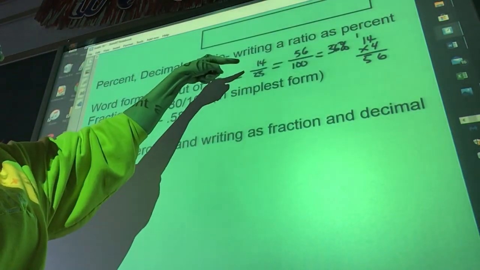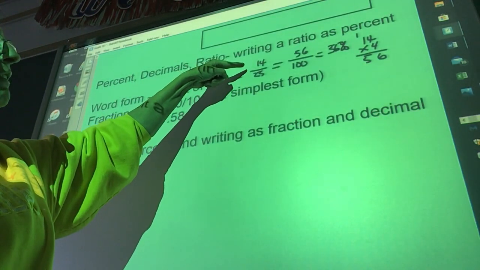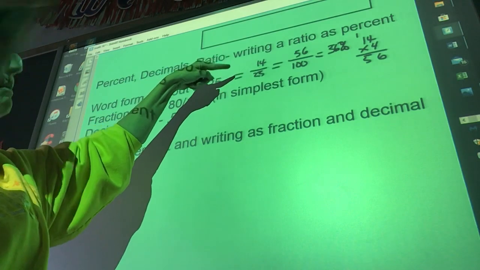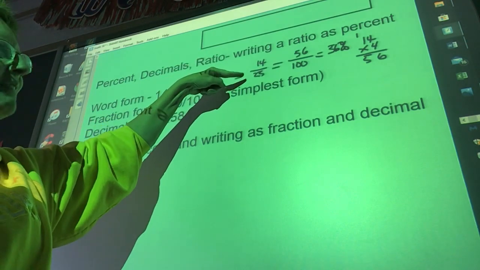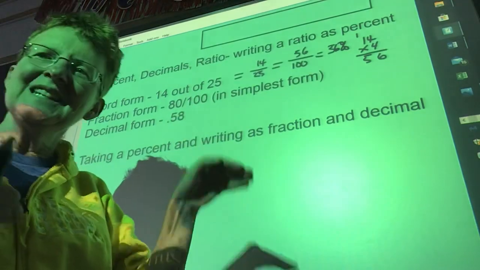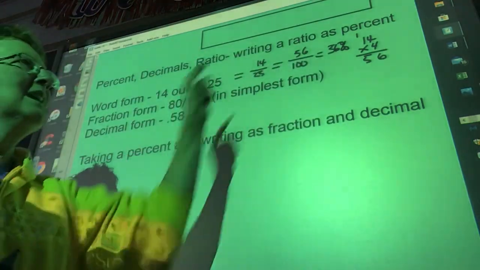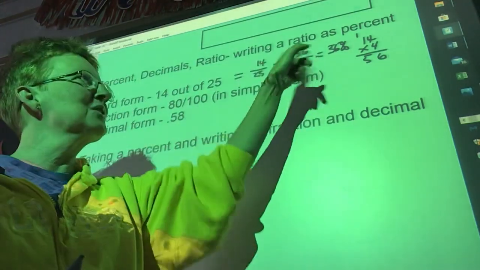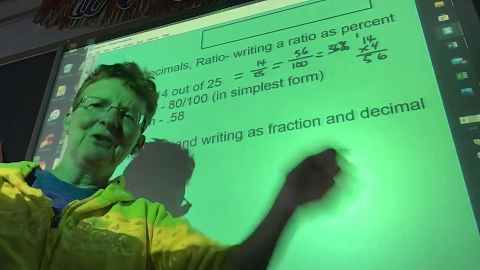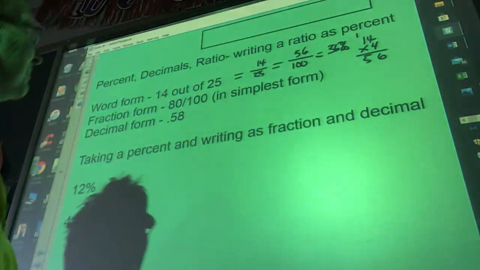And if we look at it, 14 is a little bit more than half of 25, and 56% is a little bit more than half. So it makes sense. My answer makes sense, just like math always makes sense. That's one of my favorite math sayings.